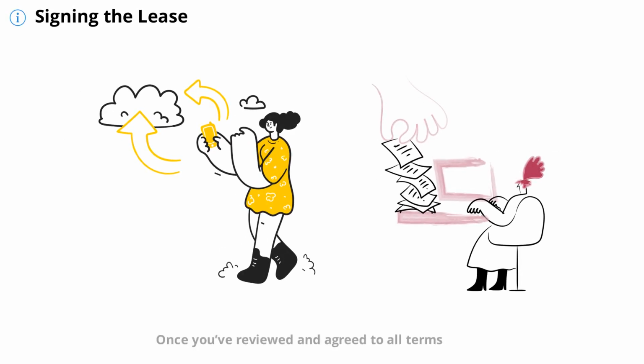Once you've reviewed and agreed to all terms, it's time to sign the lease. Both the tenant and landlord should sign and date the document, and each should keep a copy for their records. This signed contract is legally binding, so make sure you're comfortable with every detail before putting pen to paper.